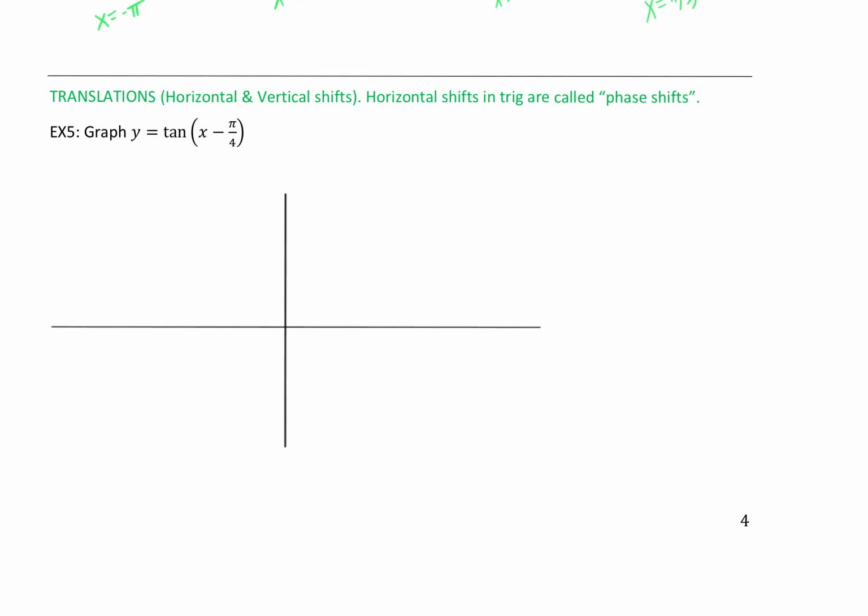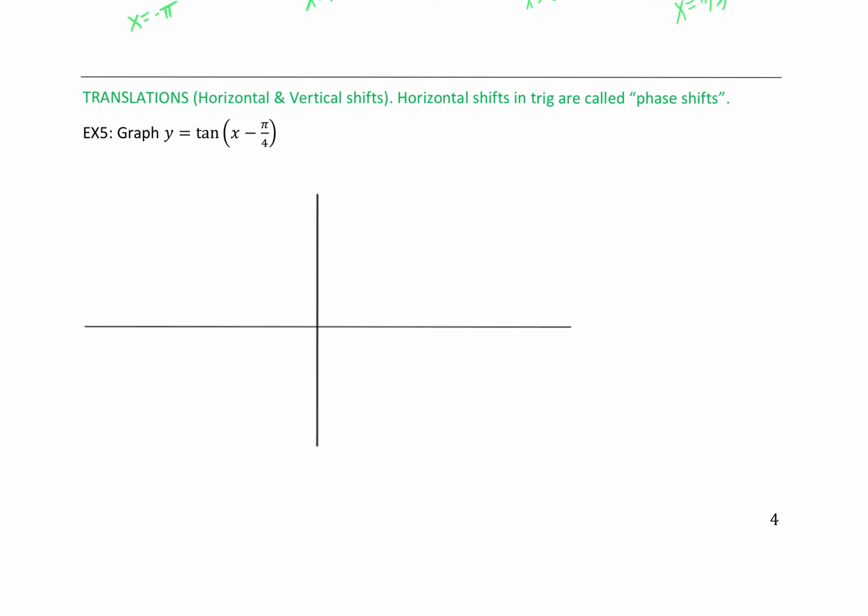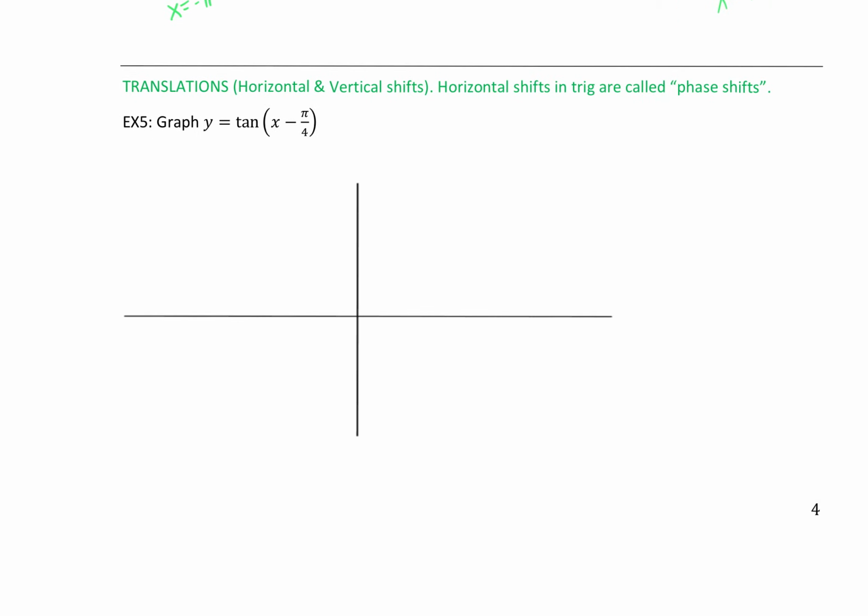Now let's go ahead and do our last transformation, that would be your shift. So horizontal shifts in trig are called phase shifts, same as sine, cosine. And in fact, secant and cosecant as well, even though we're not going to bother with those. So when I graph my shift, notice that this is x minus pi over 4. So since it's an x minus pi over 4, we're going to shift right pi over 4 units, which means my phase shift is equal to a positive pi over 4.